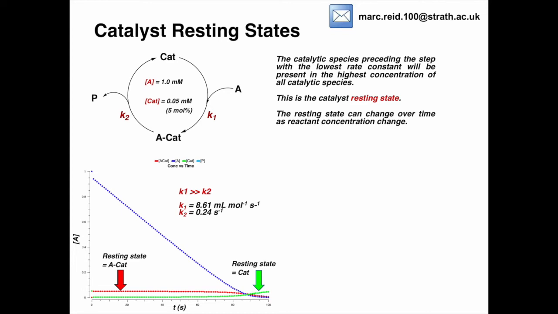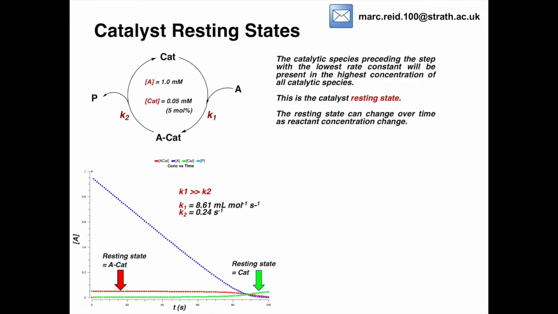If we look at the same case study from the point of view of catalyst concentration over time, we can define another key concept in the mechanistic study of catalytic reactions. The catalytic species preceding the step with the lowest rate constant will be present in the highest concentration of all catalytic species involved in the reaction. This is the catalyst resting state. The resting state can change over time as reactant concentrations change.